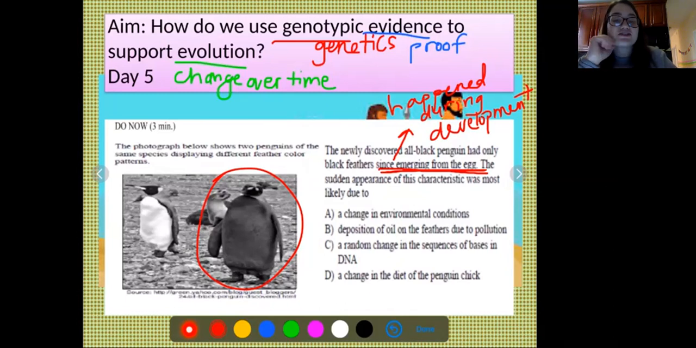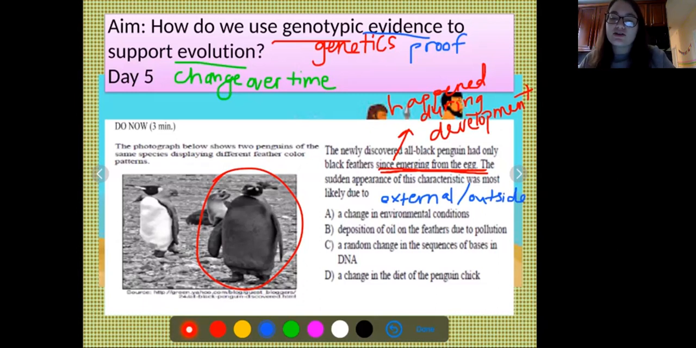Let's go through them together. A says a change in environmental conditions. When we're talking about environmental conditions, we're probably talking about the external environment, the environment that the penguin was raised in. Is that something that happened before the penguin was born? Probably not. So we're probably not talking about A, because this is talking about an external environment, something that happened outside. But we'll come back to that. Maybe we are talking about the internal environment. It doesn't say.